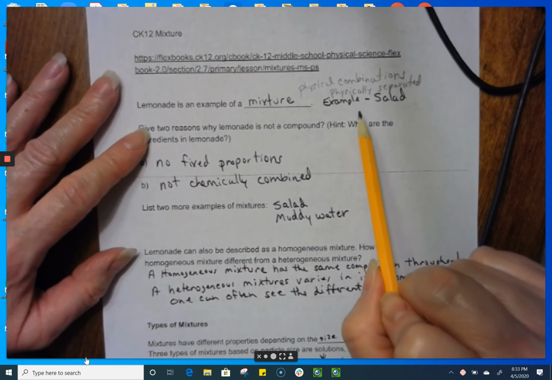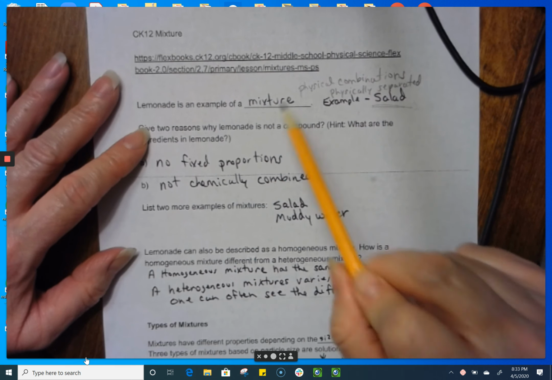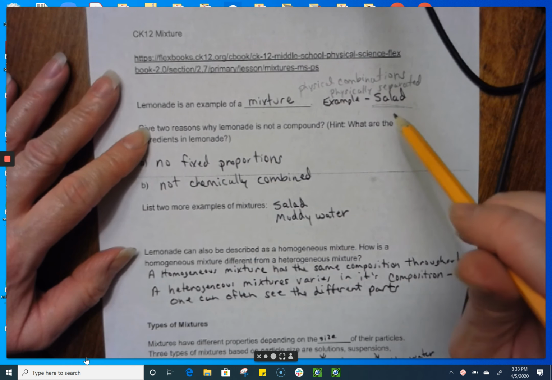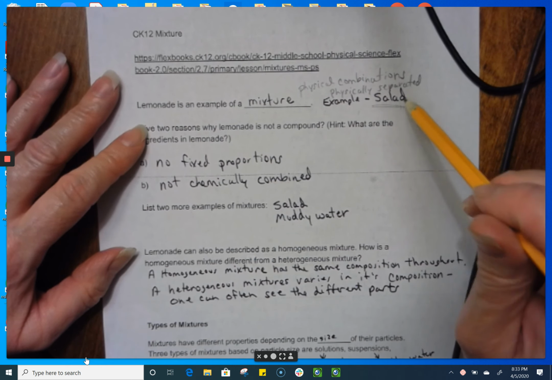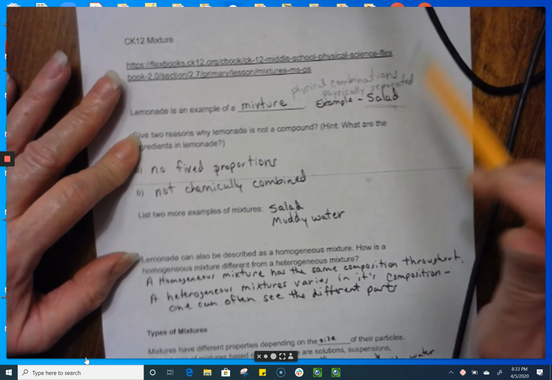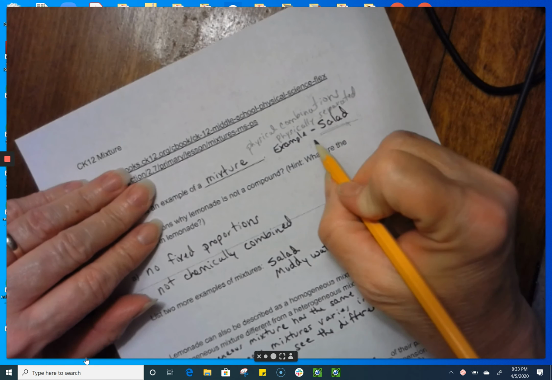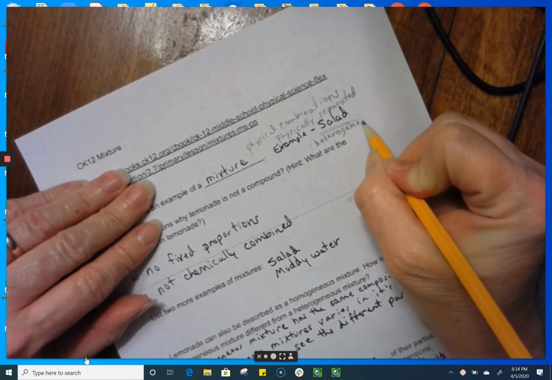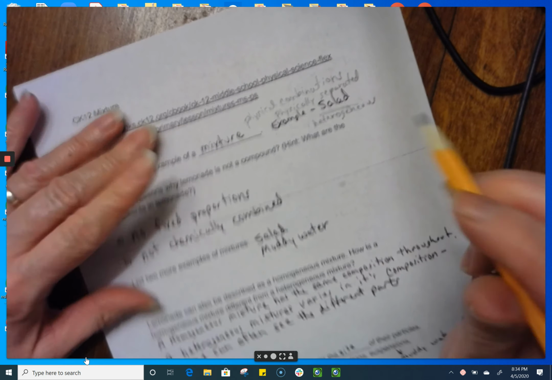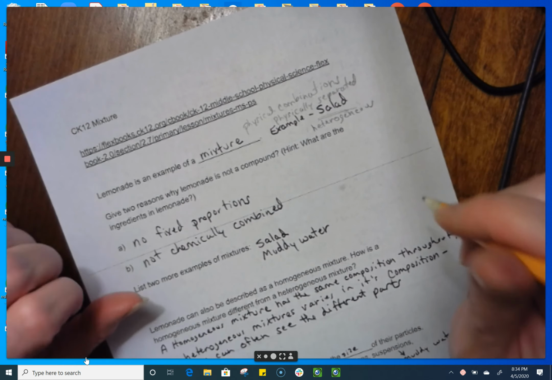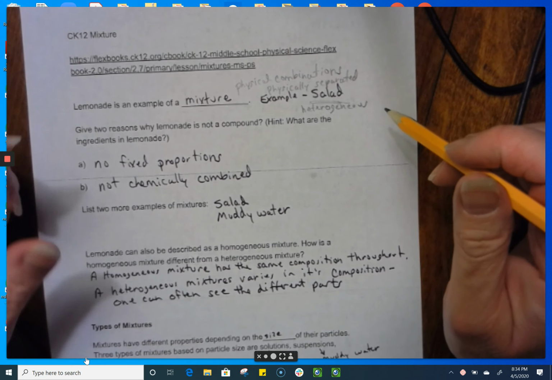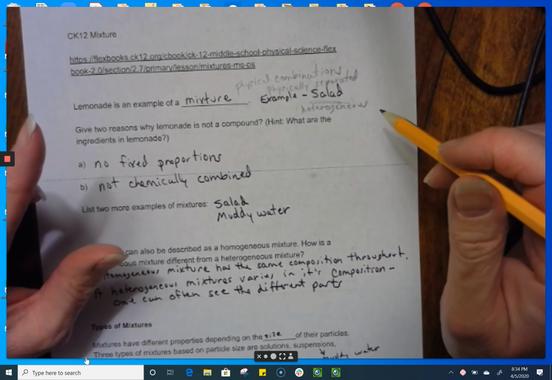Another example of a mixture is a salad. And also the other thing about a mixture is the individual parts retain their properties. So with a salad, it's a heterogeneous mixture because you can see the different parts of the salad in the grouping, and the different parts also retain their own properties. The tomato is still a tomato. The piece of lettuce is still lettuce.